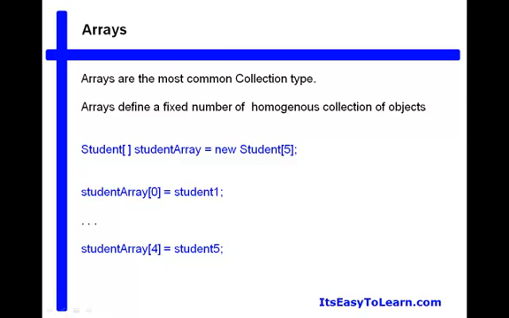First and foremost is the array. Arrays are the most common collection type. Arrays define a fixed number of homogeneous elements. For example, here student array is an array of students and the size of this array is 5. And the student array elements are accessed using the index. And index always starts from 0. So in this example, if the array size is 5, then the index will be 0, 1, 2, 3 and 4.